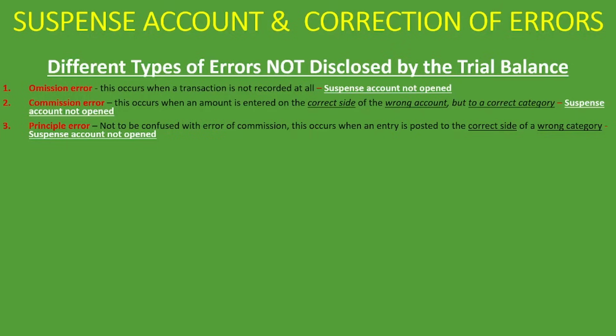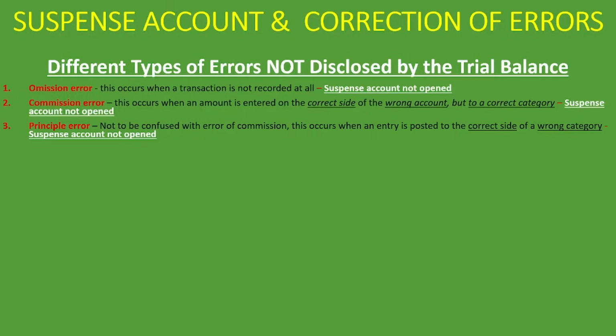Well, as you can see here with the error of commission, you have posted to the correct side. What do you mean by the correct side? We mean if the account is supposed to be posted on the debit side, you have posted on the debit side, but you have put it to the wrong account. So instead of debiting one account, you've debited another account. Even though it's on the debit side, which is the correct side, it's to a wrong account, but it's to a correct category. I will explain what the correct category is just now. But with the principal error, you have posted to the correct side of a wrong category. So the difference between the two here is the categories. The commission error is posted to a correct category, and the principal error is posted to a wrong category.